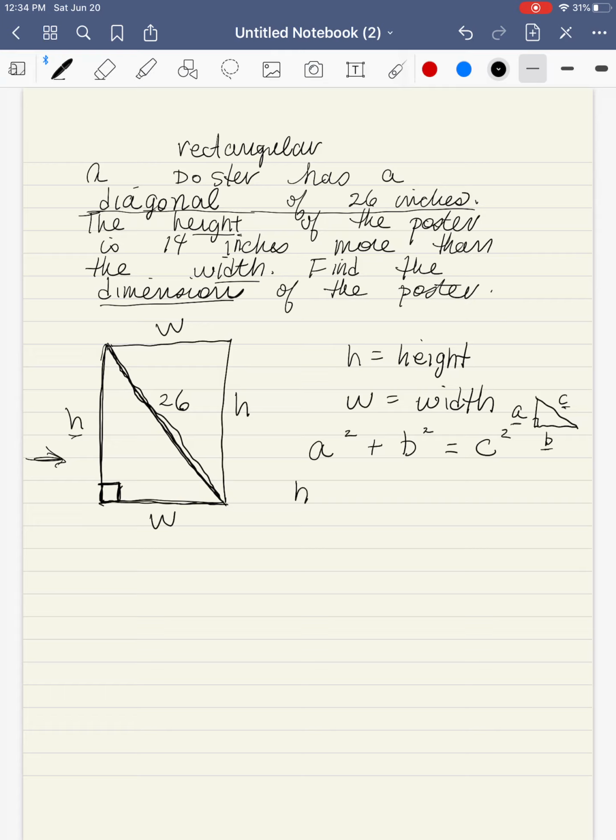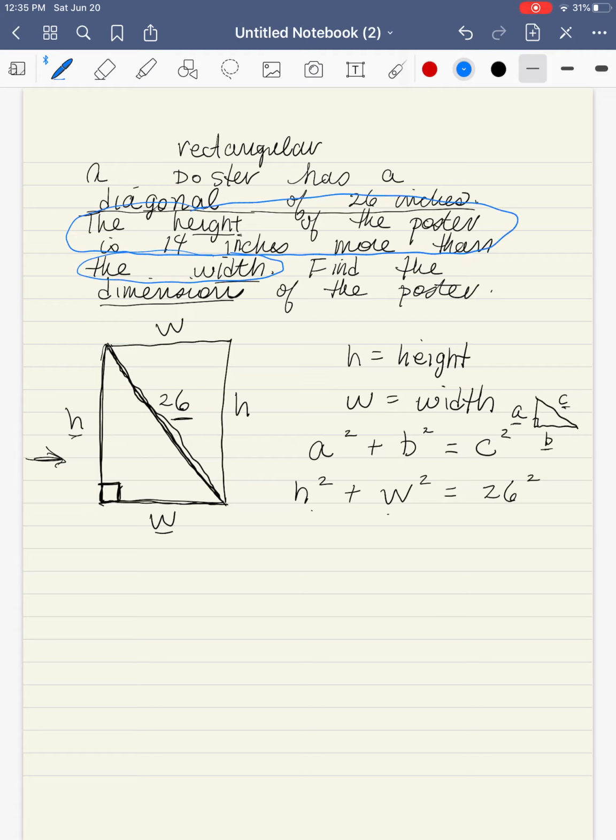So in terms of this triangle, I'm saying that H squared plus W squared equals 26 squared. I'm going to do this in terms of H, W, and 26. But now I have two variables in the same equation. So I have to look back in the problem. Do I have any other information?